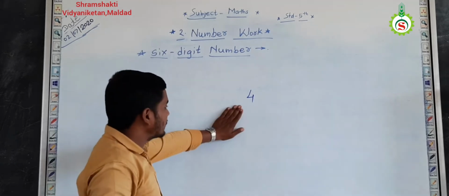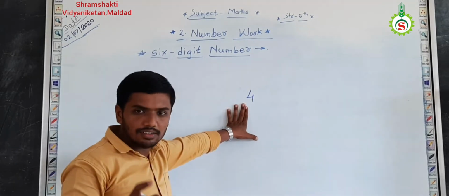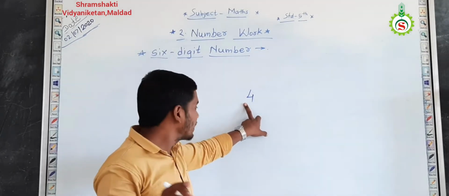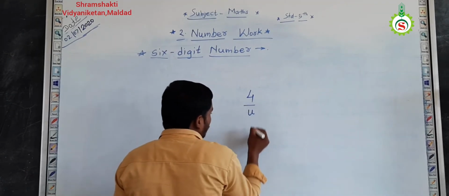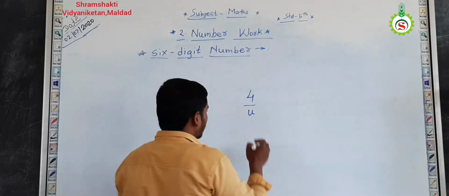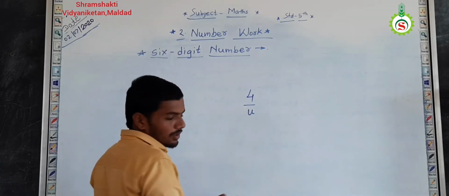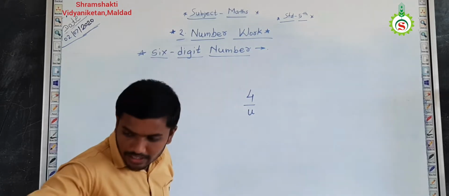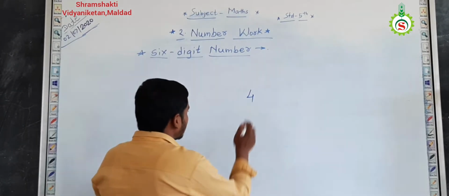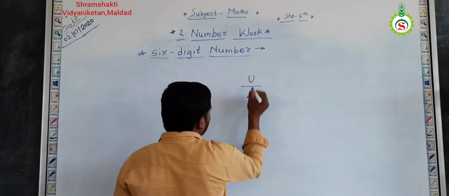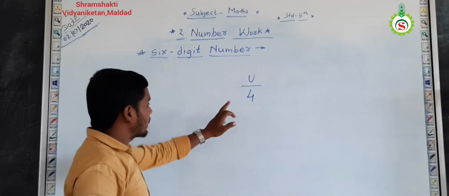So friends, suppose I have taken only 1 digit. That means that number is a single-digit number, and that place is always the unit place. All of you know that is the unit place. Now, suppose I write that place on the upper side. Here I will write unit place.